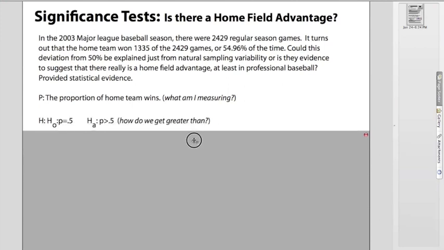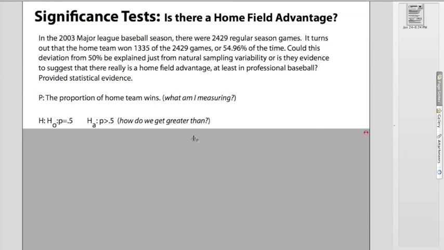Okay, the next part. I need to write my null and alternative hypotheses. Well, the null is usually really easy to come by. They almost just tell it to you in the problem. It's the status quo. It's the absence of any effect. And the effect we're looking at is some home field advantage. So what if it were not really true? How many games would you expect them to win? If it's simply a game of chance and each team is equally matched, then you would expect it to be about 50% of the time.